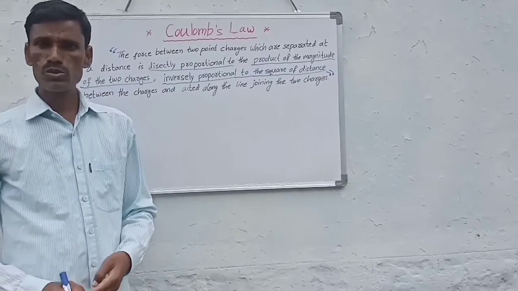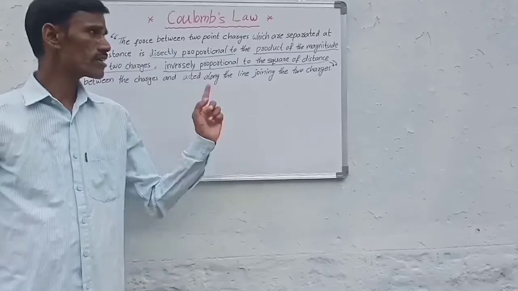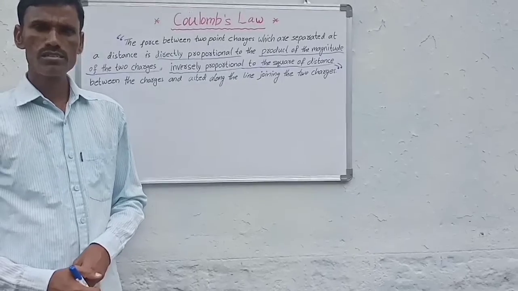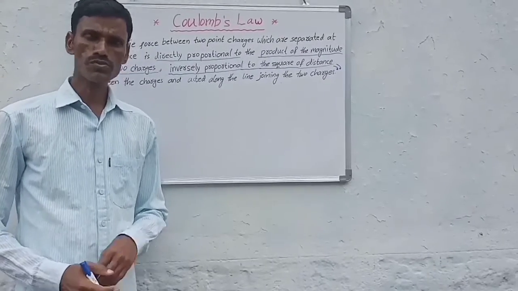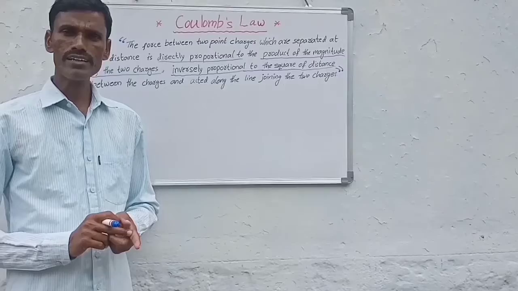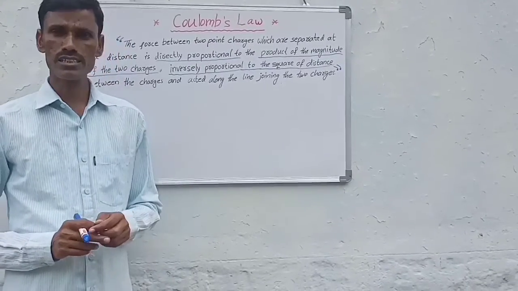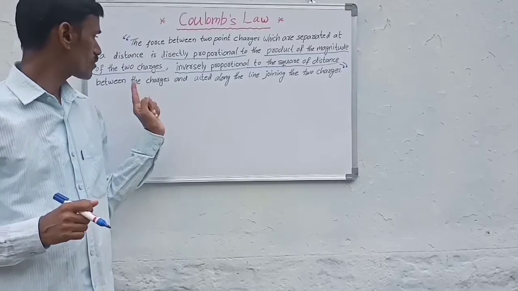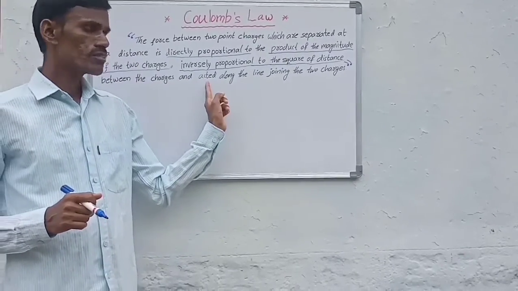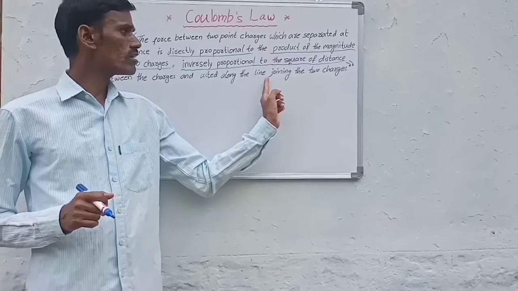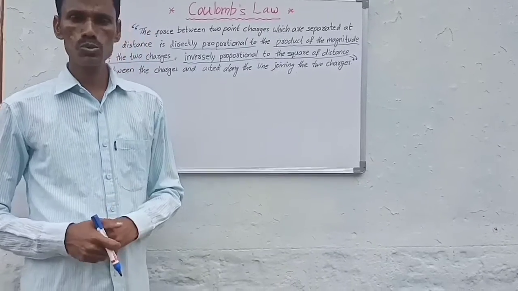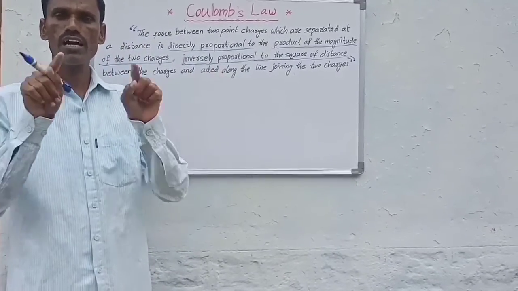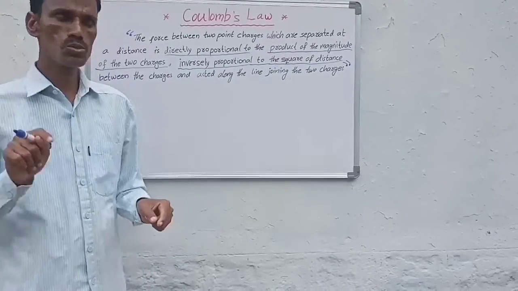The force between two point charges is directly proportional to the product of the magnitudes of the two point charges and inversely proportional to the square of the distance between the two charges. The direction is also given: the force acts along the line joining the two charges.